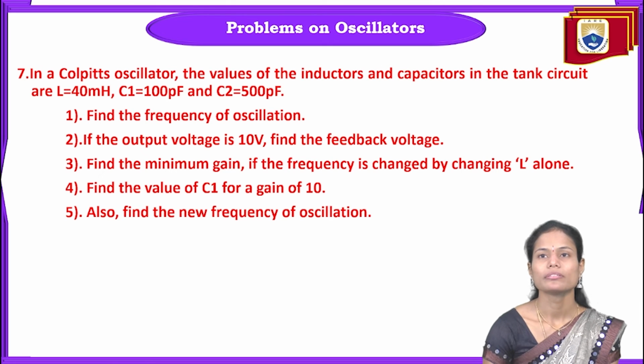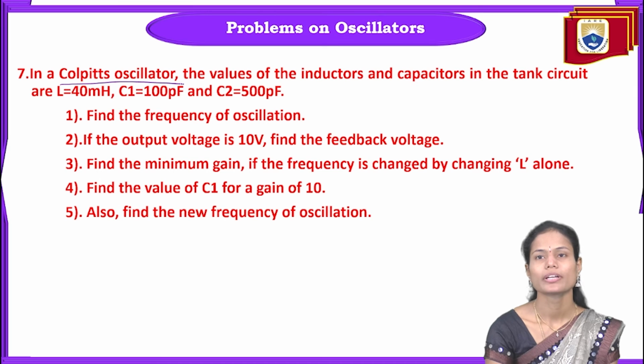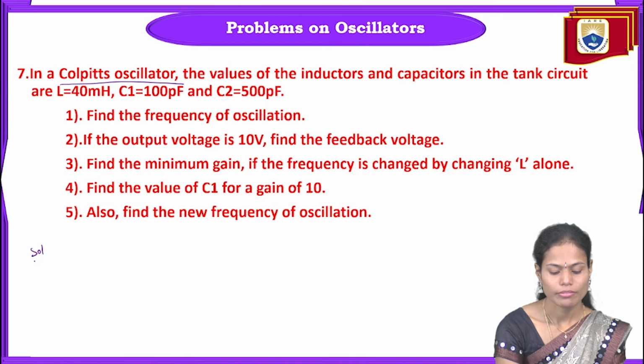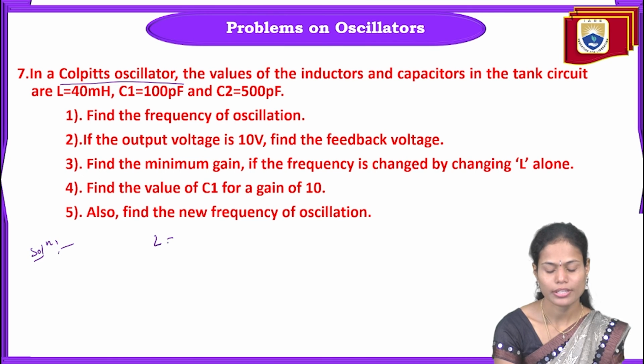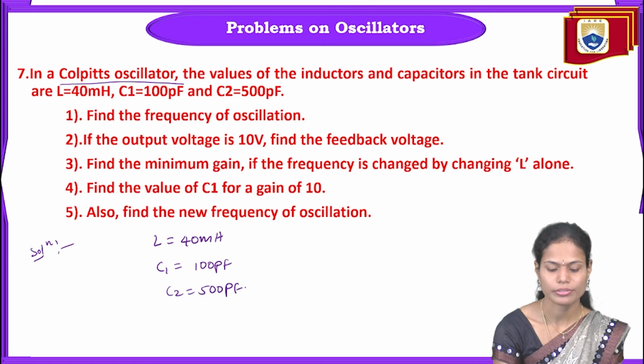So, coming to the next problem, it is on a Colpitts oscillator. The values of the inductors and capacitors in the tank circuit are given; I am writing them. The inductance is 40 millihenries, the first capacitance is 100 picofarads, and the second capacitance is 500 picofarads.